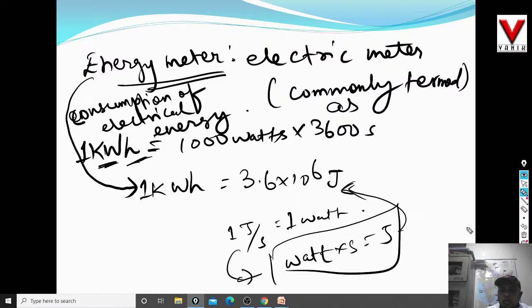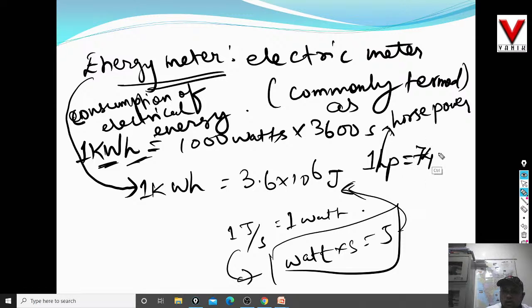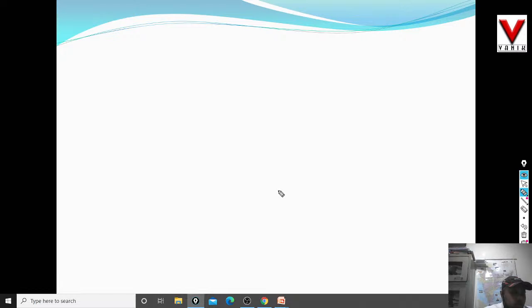So this was all about power, and one more unit to remember: 1 HP or 1 horsepower. Horsepower is equal to 746 watts. Okay, 1 horsepower is equal to 746 watts. So hope this is clear to you all. That's it from your watt, power and energy.